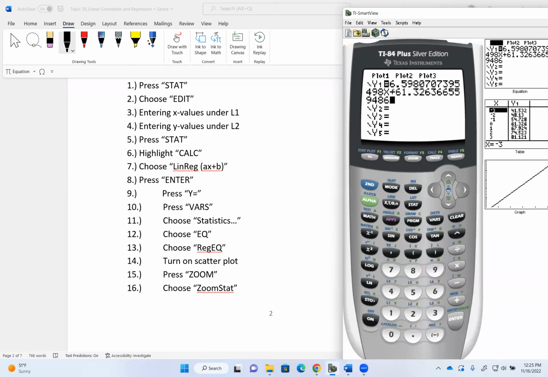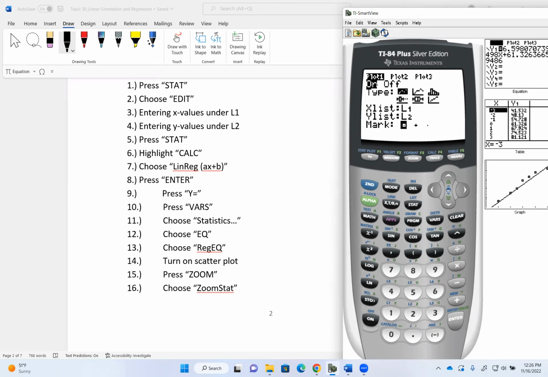So now turn on the scatter plot. Second stat plot. So I'm going to use the first one. Let's turn on the scatter plot. The first one is a scatter plot. My X list is on the L1, my Y list on the L2. So now it's turned on. See the word on is blinking.